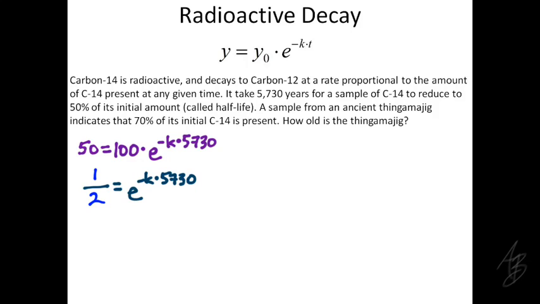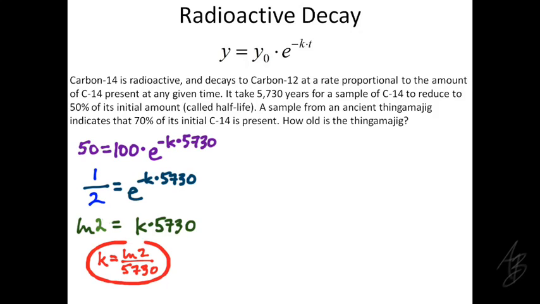We can reduce this fraction if we want. It's not totally necessary, although it makes this problem a little easier because we can write this as 2 to the negative 1 when we take the natural log of both sides, and that allows us to get rid of our negatives. Without doing this, we would end up with the same answer still. To get K by itself, now we simply divide by 5,730, and K is equal to the natural log of 2 divided by 5,730.